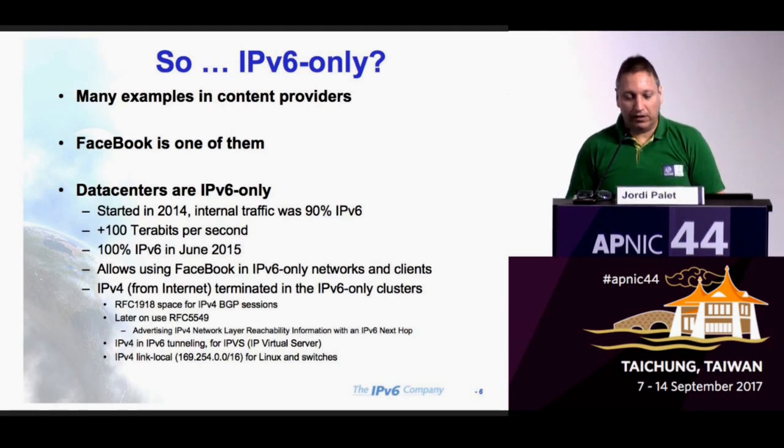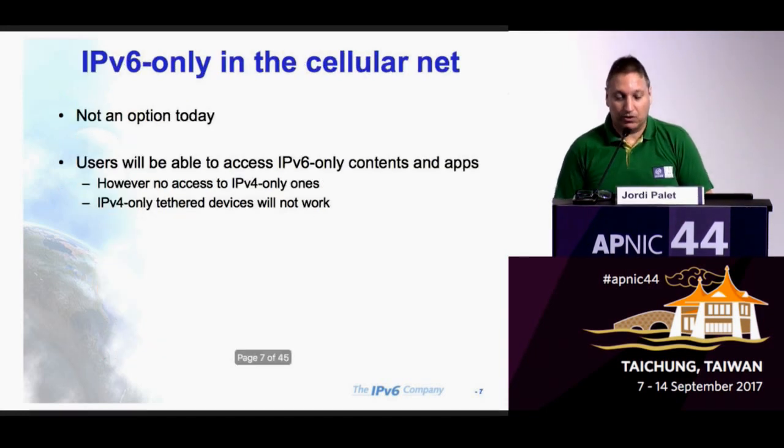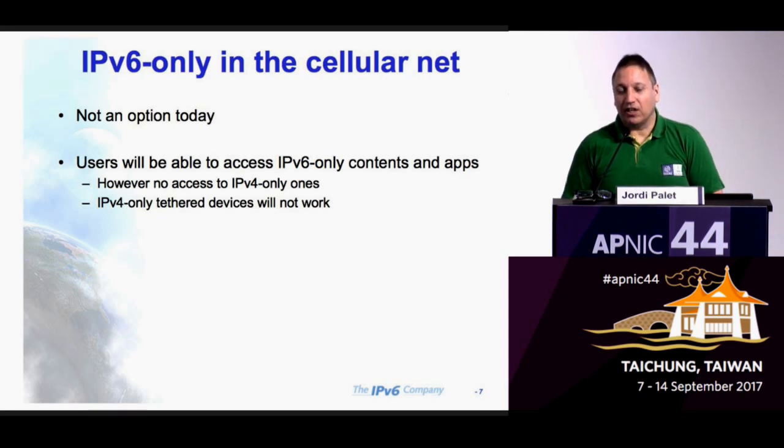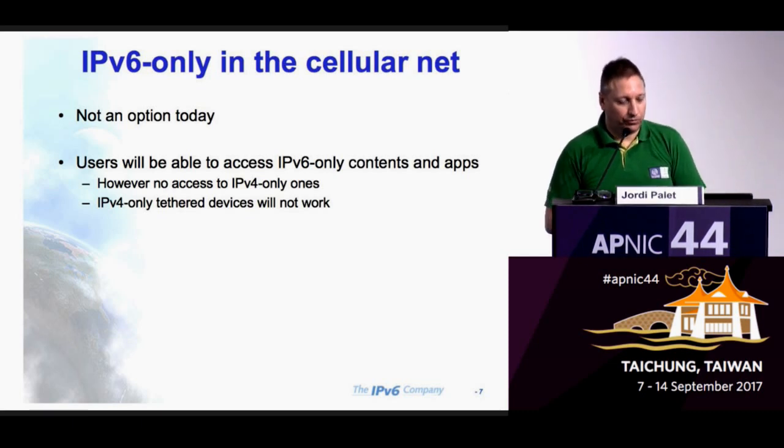So this is clearly one way, and it means, yes, it will be possible to do IPv6 only cellular networks. However, it's not an option today, because the case of Facebook is one, but we have other content providers that have not yet deployed IPv6. So if we deploy IPv6 only in the cellular network, our users will be able to access Facebook, but maybe not other contents, right? Probably many other contents will not be accessible for them.